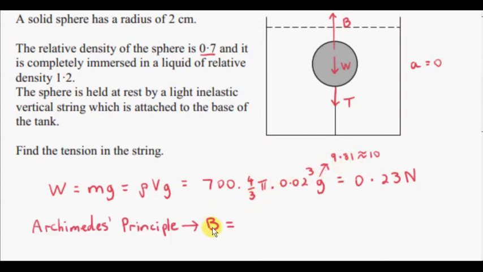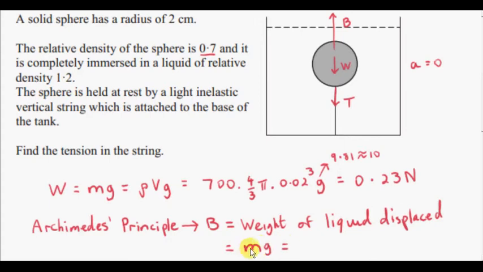Now let's get B, the magnitude of the buoyancy force. We use Archimedes' principle, which tells us that the magnitude of the buoyancy force is the weight of liquid displaced by the immersed object. So the weight of the liquid displaced is the mass of the liquid displaced times g. What's the mass of the liquid displaced? Well, it's the density of the liquid displaced times the volume of the liquid displaced. What's the density of the liquid displaced? Well, the relative density of the liquid is 1.2, so the density of the liquid is 1.2 times 1000, which is 1200.